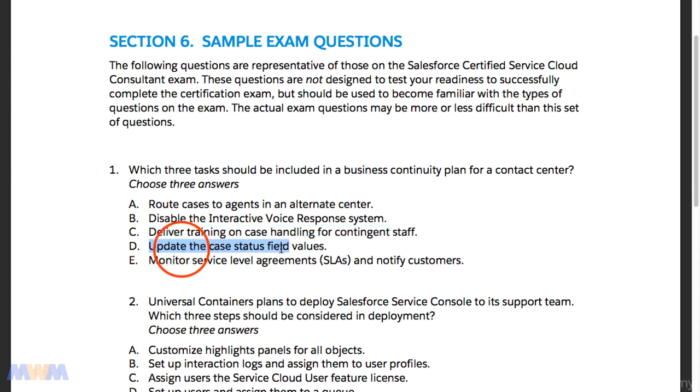D, update the case status field values. That won't do anyone any good. As far as business continuity, you can't update the status field on all your cases to say the Philippines is underwater right now, help. That's not a valid answer.